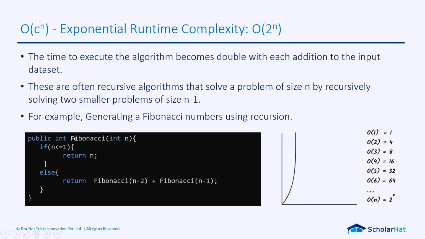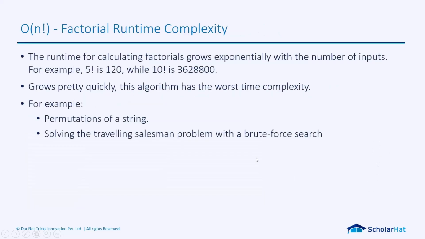So this is finding the Fibonacci number, right? But it's done using recursion, the same function calling itself. So that's why it is going to give O of 2 to the power n, that is big O of 2 to the power n. We'll bifurcate more again.